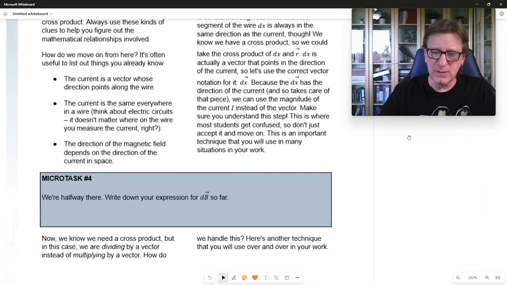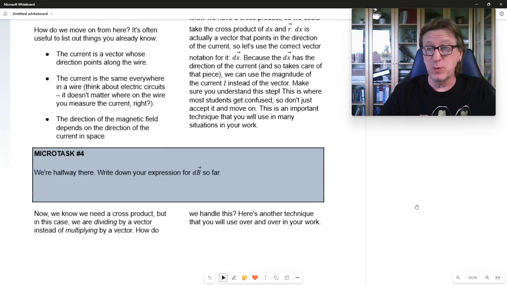Okay, so scroll down to the next microtest. So we're about halfway there. We have been working on an expression for dB. So let's write down everything that we know about dB right now.